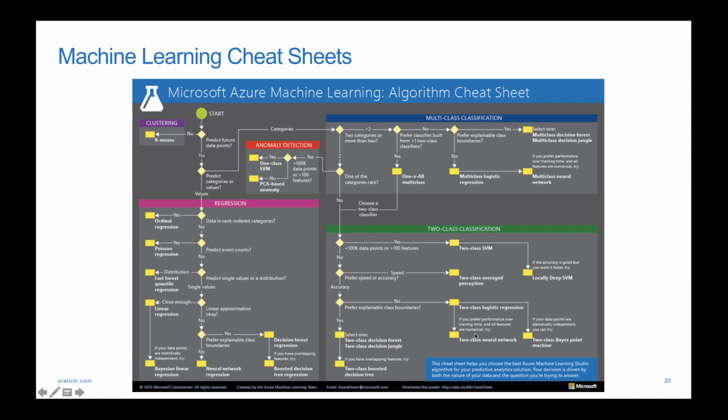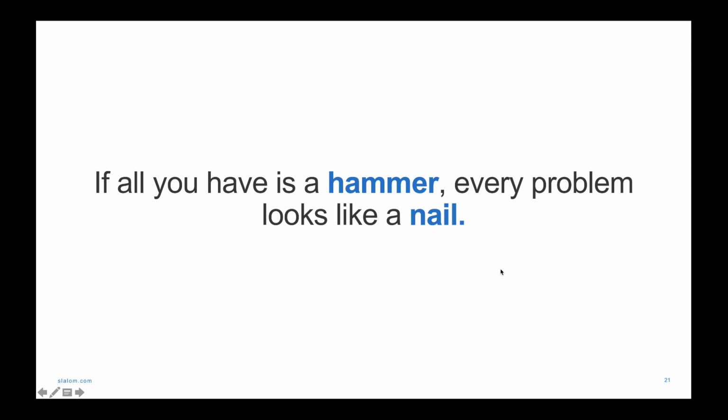But anyways, the bottom line is there's cheat sheets out there that can help guide you and point you in the right direction to make sure that you don't go too far out of the weeds. And some of them are pretty good. They show some different reasons why you might choose one or the other, explainability and so forth.